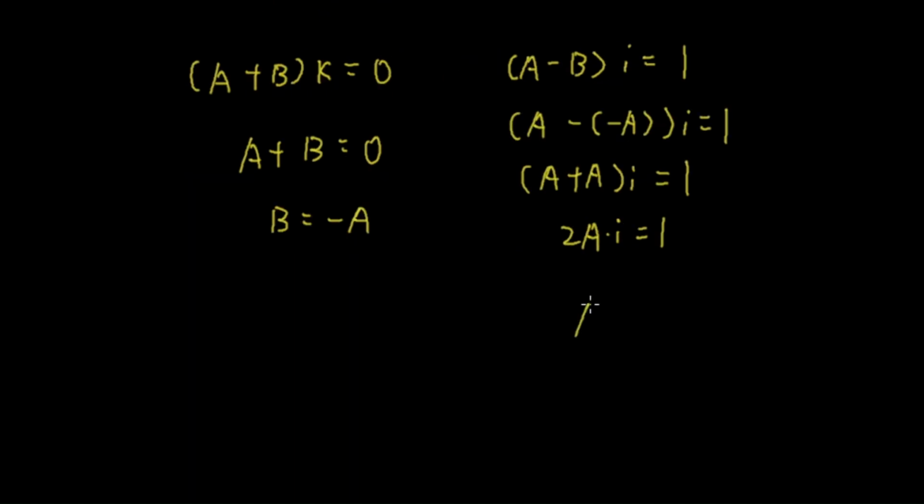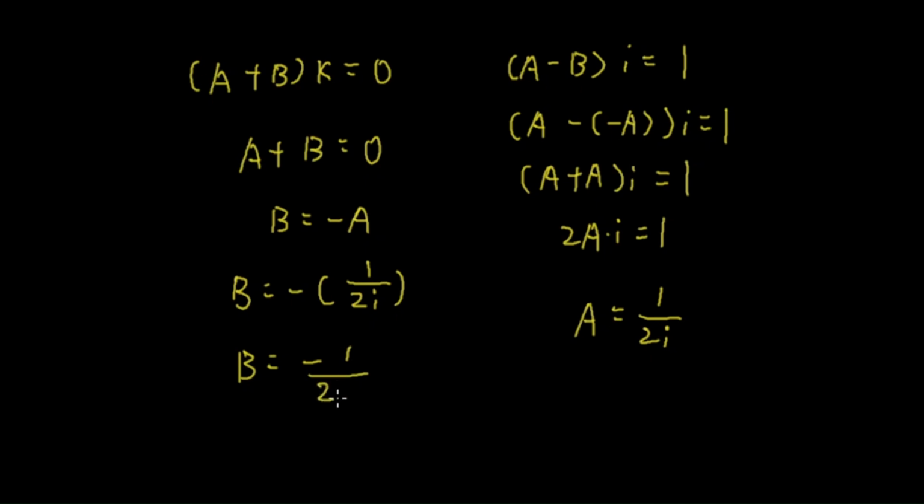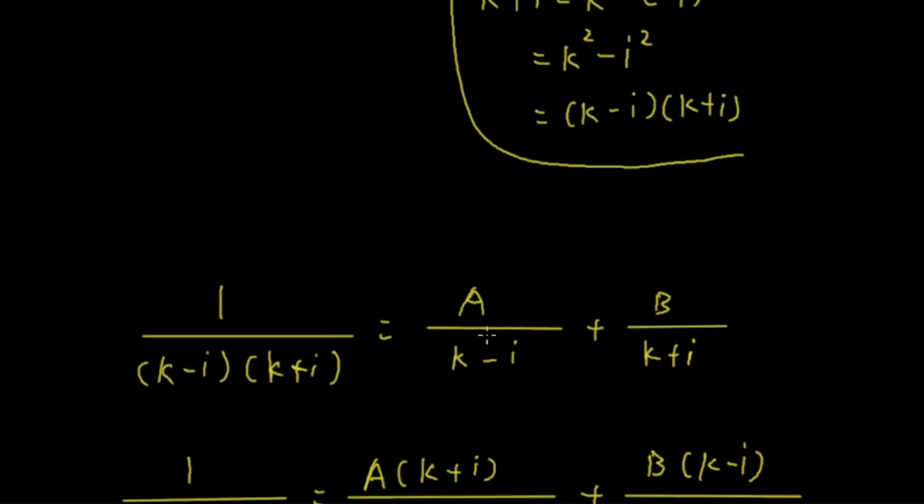What is a equal to then? Divide both sides by 2i, so I have 1 over 2i. Now that's a. What is b? b is just negative a, right? So b is equal to negative 1 over 2i. Okay, so we found the values for a and b. So we can put it back here.